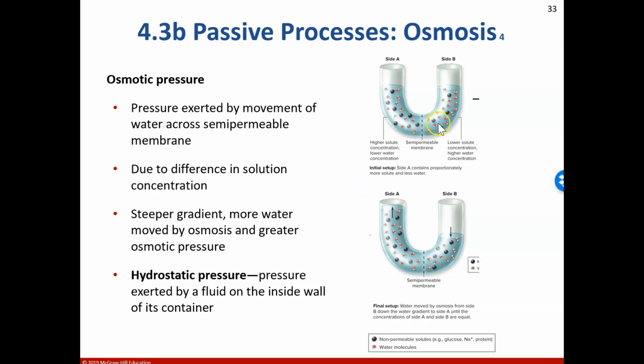And when that takes place, we get this osmotic pressure that gets created. This is the pressure exerted by that movement of water across the semipermeable membrane, and it's due to the difference in solution concentration. The steeper the gradient, the more water that's going to be moved across by osmosis, and we have greater osmotic pressure. We also have hydrostatic pressure, and this is the pressure exerted by a fluid on the inside wall of its container. So we use this term a lot when it comes to discussing blood vessels and the pressure of blood, the fluid, on the inside of the blood vessel wall.